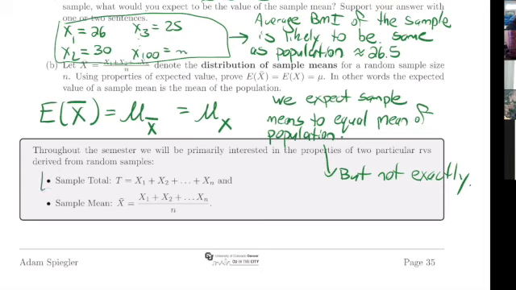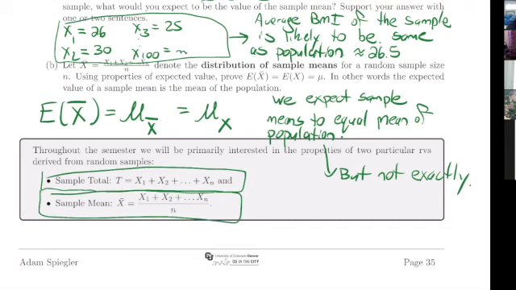So the two main distributions that we'll be thinking about are going to be sums and means. Sums are going to be useful when we're working with proportions, binomial sorts of things, when we're counting things. And means are going to be useful when we're thinking about how a random variable's mean behaves. So I want to start thinking about this one today. Any questions?